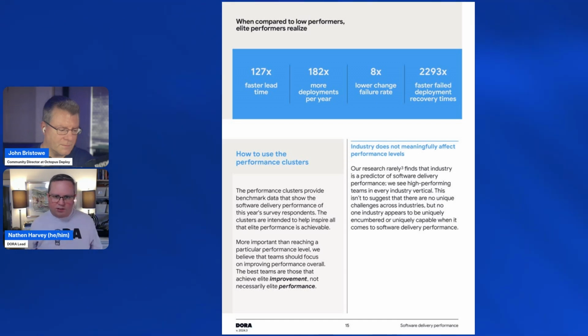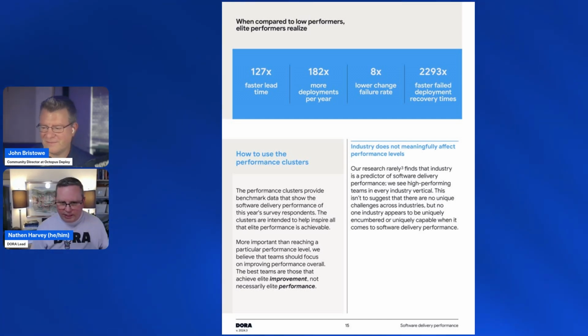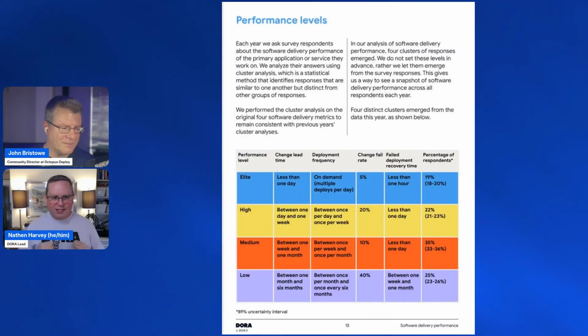This year we had 4 clusters, and we label them low, medium, high, and elite. I've got to be honest with you, John, I don't like those labels at all. The reason we use them is that this is the 10th DORA report, and we've used these labels and similar ones throughout the last decade. The challenge is that, as you said, no one wants to show up at work to be a low performer. That's not great. It doesn't feel good.